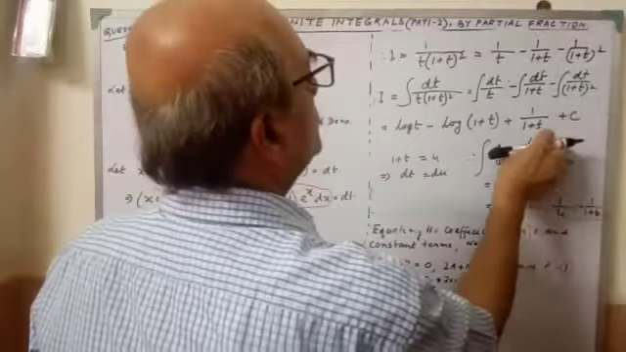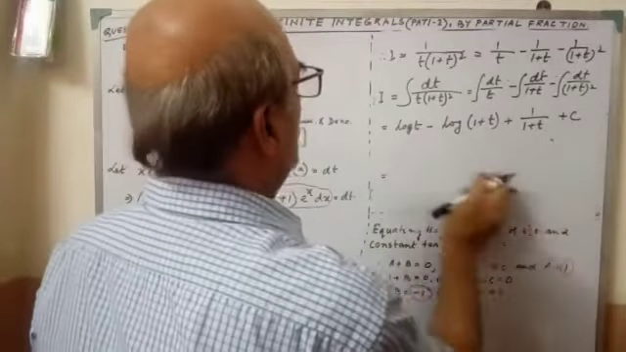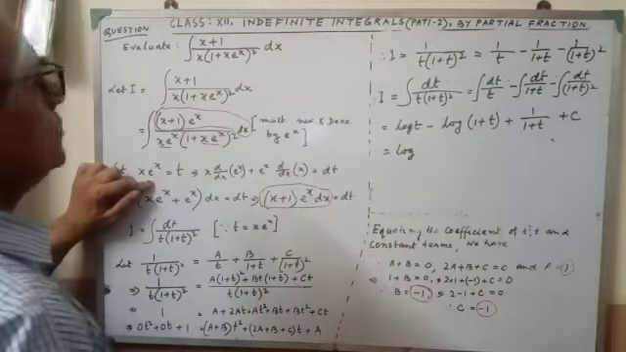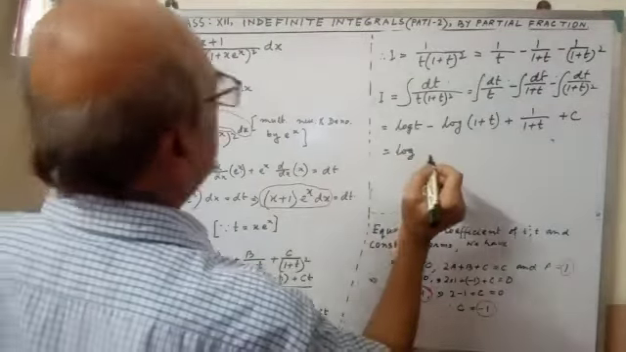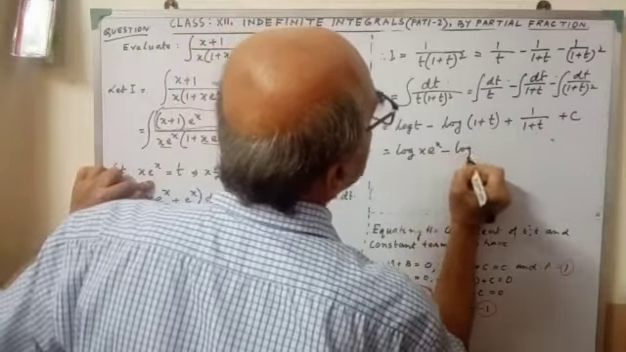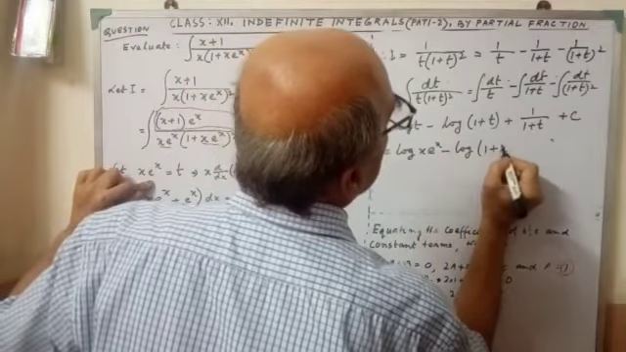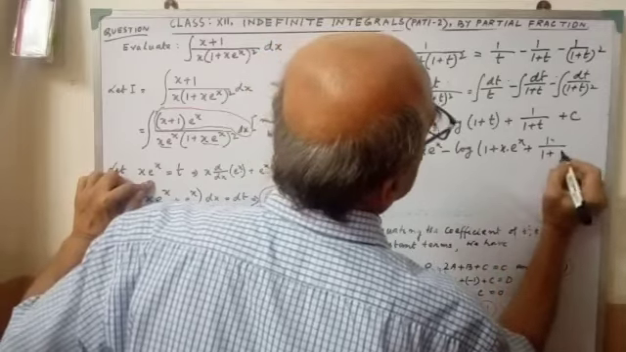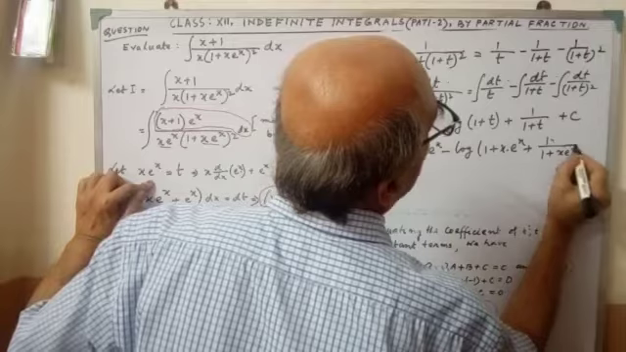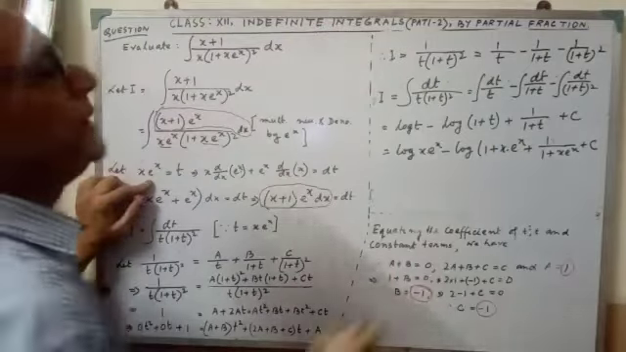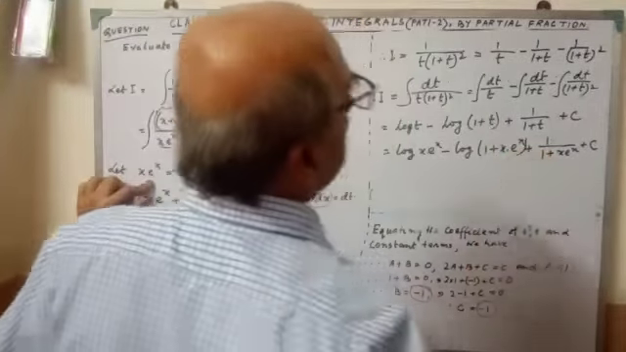Now we have to only put the value of t, that is log t, value of t, that is x into e to the power x. So in place of t, we have to write x into e to the power x: log x e to the power x minus log 1 plus x e to the power x plus 1 by 1 plus x e to the power x plus C. This is the answer. After this, if you do correctly, then you will get full marks, that is 6.